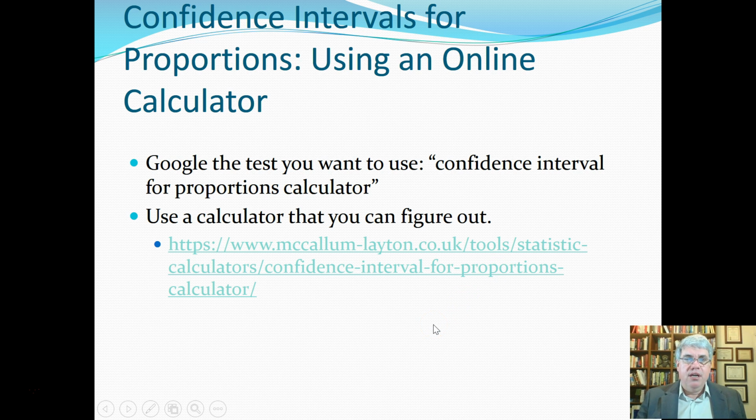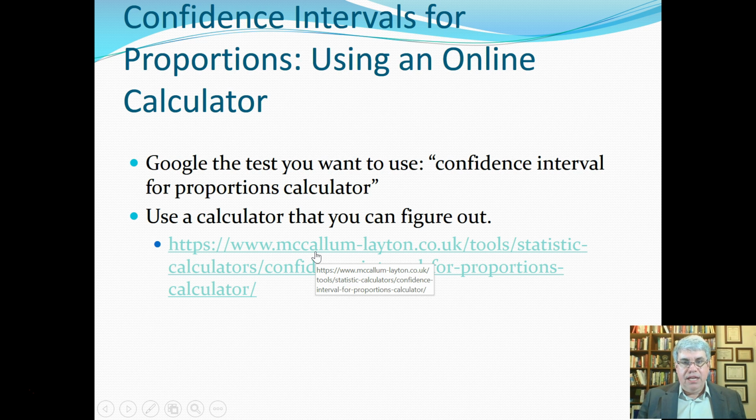So one of the easiest ways is to use a confidence interval for proportions calculator online, and that's easier than using Excel. So you just Google confidence interval for proportions calculator, something like that. And here's one that comes up that's pretty easy to use.